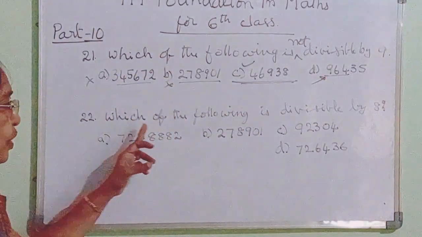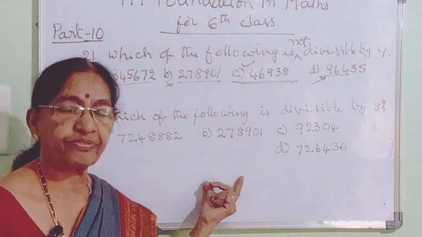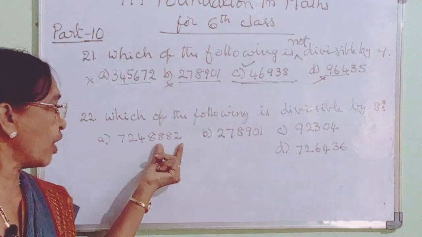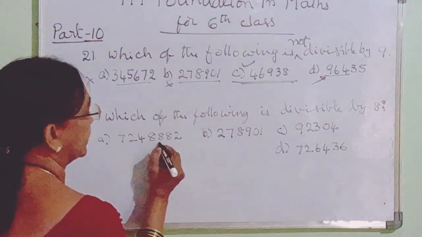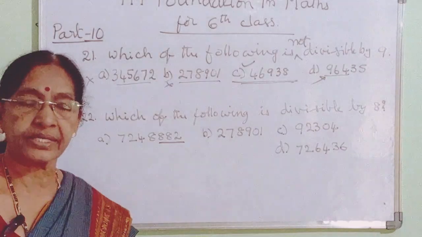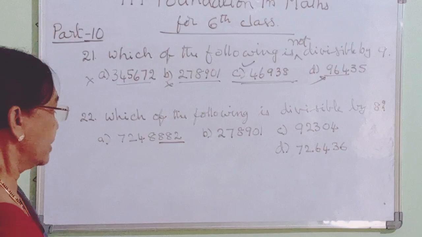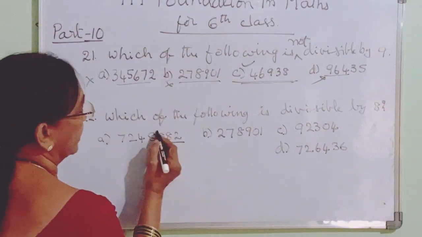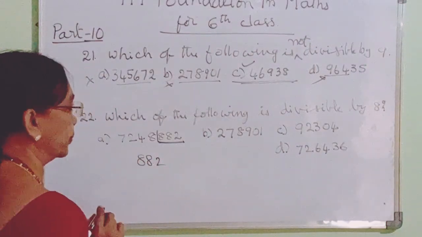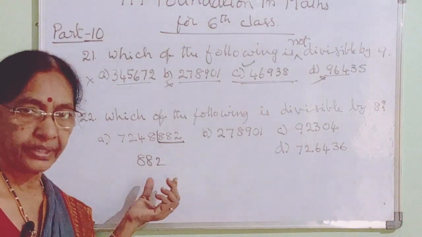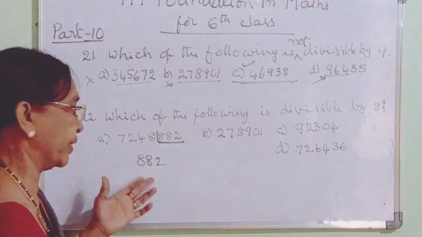Next, 22nd. Which of the following is divisible by 8? The divisibility test for 8 is, if the number formed by the last 3 digits of a number is divisible by 8, then the whole number is divisible by 8. So, in this number, the number formed by the last 3 digits is 882. This is not divisible by 8.